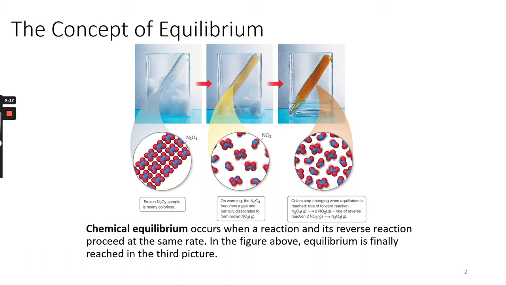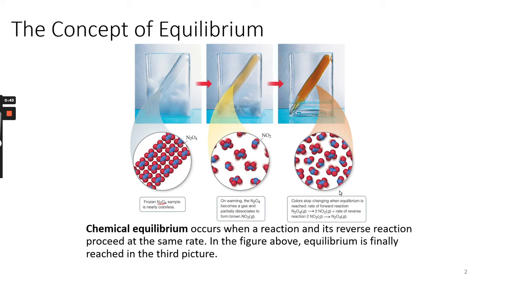So what is the concept of equilibrium? Here we have a picture of frozen N2O4, and it's in a sealed container. As time progresses and it warms up, some of the N2O4 will become NO2 gas. NO2 gas has a brown color to it. And then as it warms up some more, you're going to end up with some more NO2 gas.